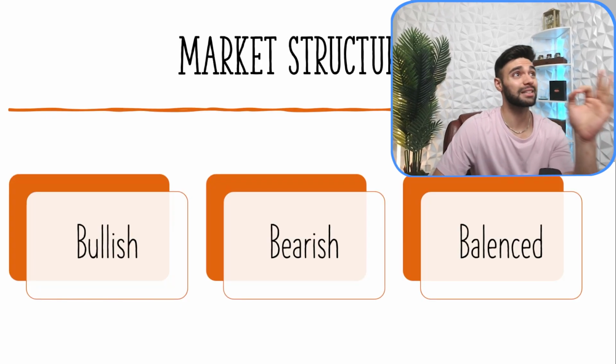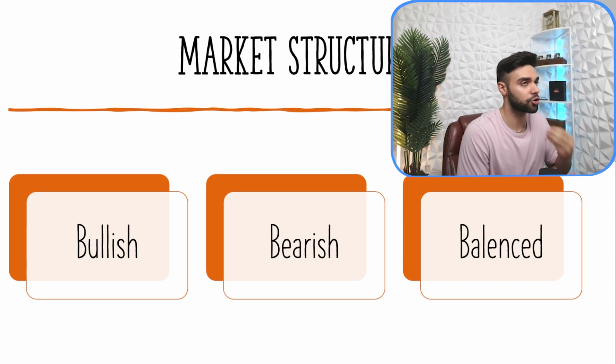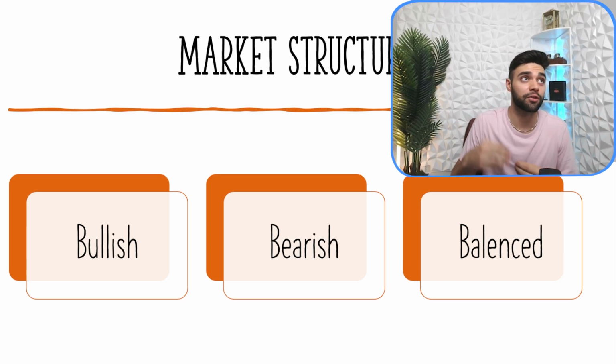So market structure, basically, I want to know if the market is bullish, bearish, or balanced. That's it. Very, very simple. Just because the trend is your friend. I always try and go with the trend for higher probability setups.